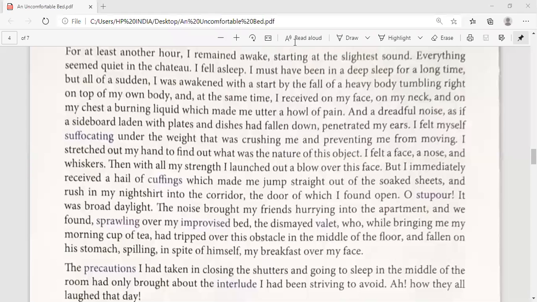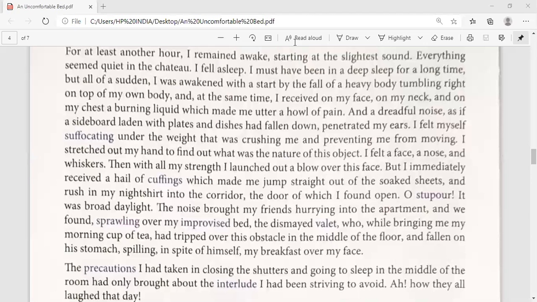Now everything seemed quiet in the chateau, so everything was fine. There was no noise from any side. His friends were also not there. They had gone to sleep now. "I fell asleep. I must have been in a very deep sleep for a long time." So for a long time he slept very nicely. He was having a sound sleep.